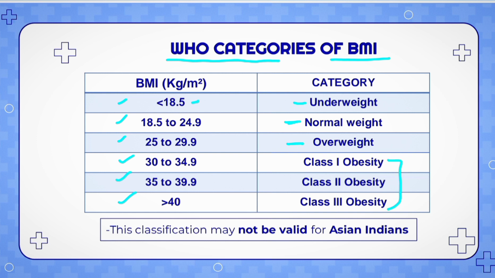However, the above 30 category of BMI has again been divided into 3 categories. 30 to 34.9 indicates class 1 obesity. 35 to 39.9 comes under class 2 obesity, and more than 40 BMI indicates class 3 obesity in the person. However, this classification may not be valid for Asian Indians.